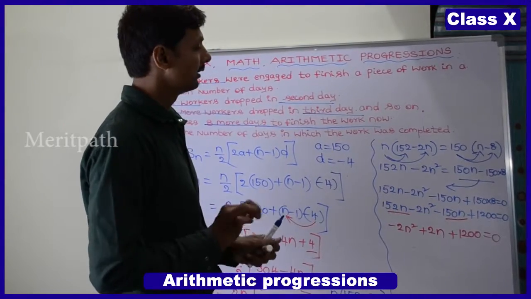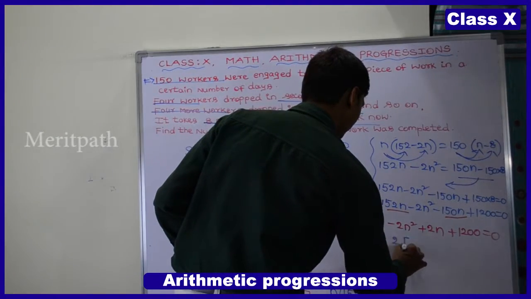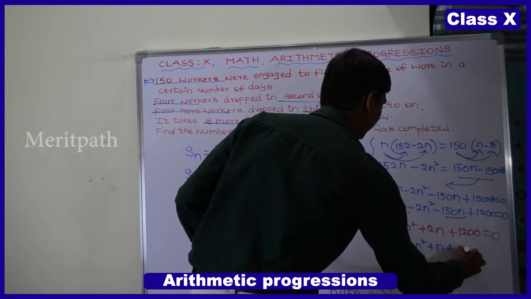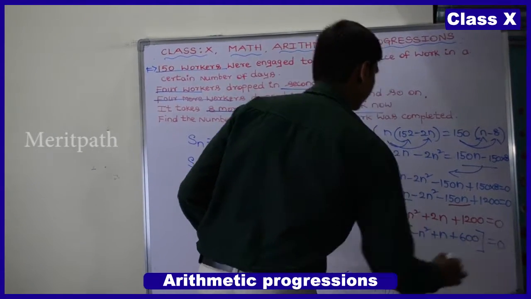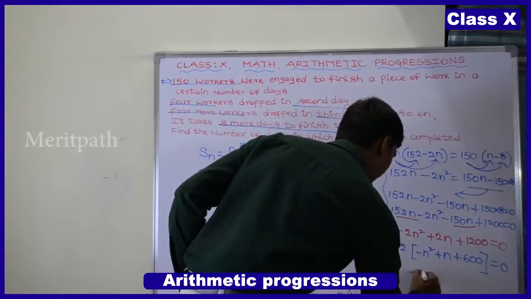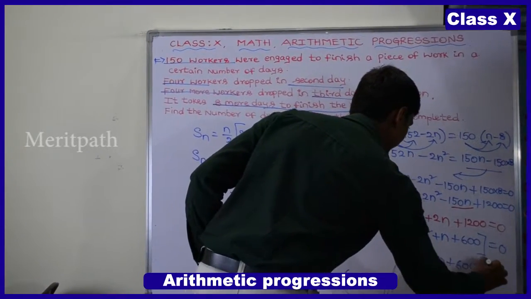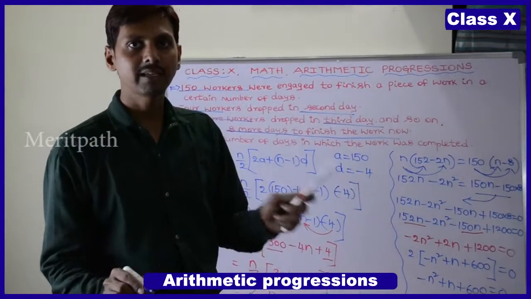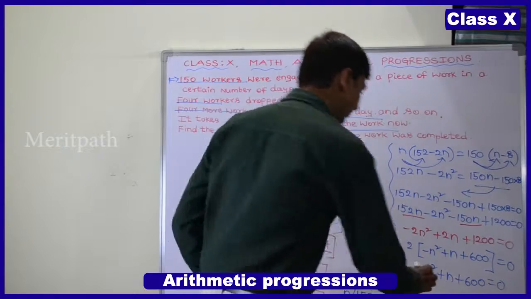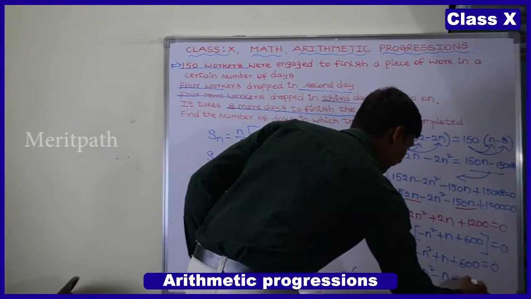Here we can observe there is a 2 common, and if we take 2 common, this all will be getting minus n square plus n plus 600 equals to 0. So we are taking this 2 to right hand side, it becomes minus n square plus n plus 600 equals to 0. Then let us multiply with the minus on both the sides of equation. We get n square minus n minus 600 equals to 0.